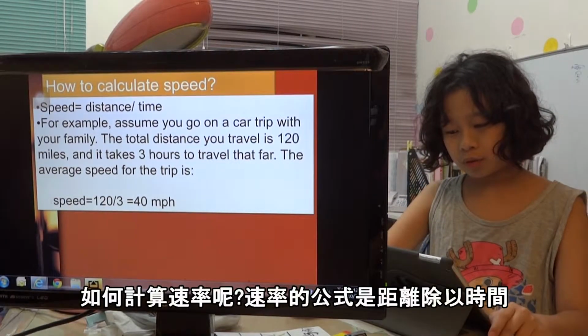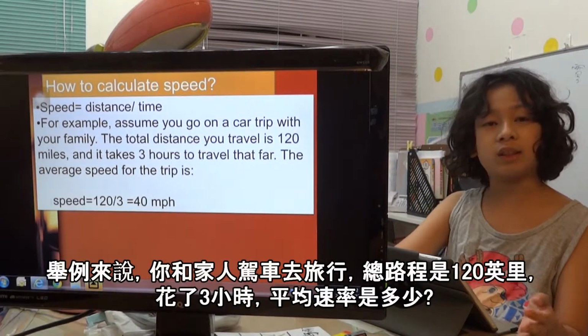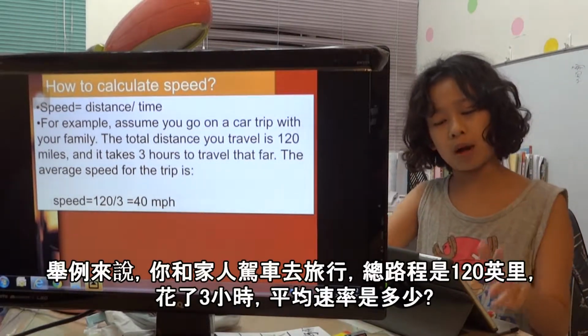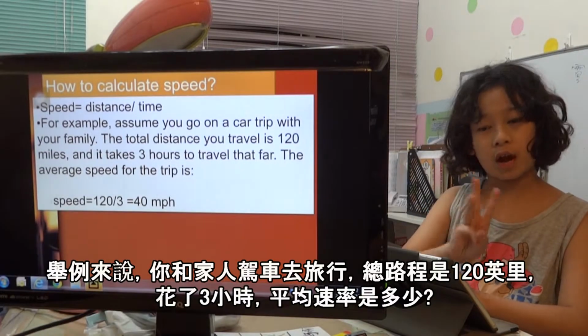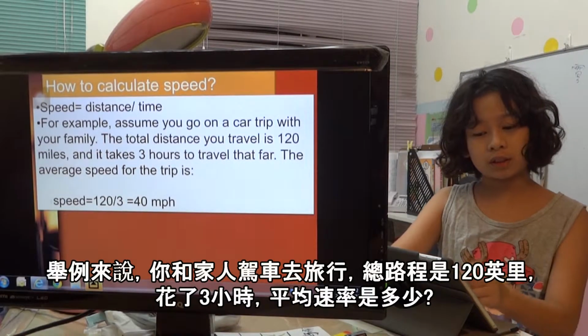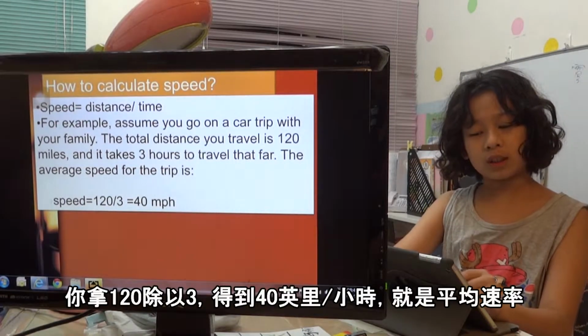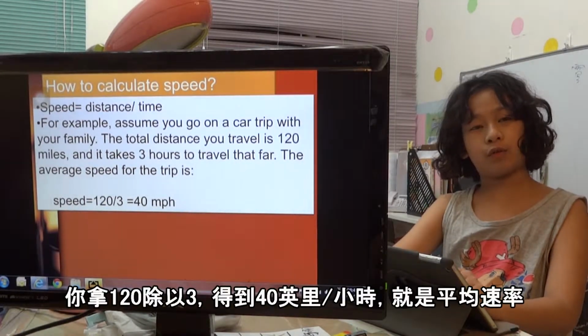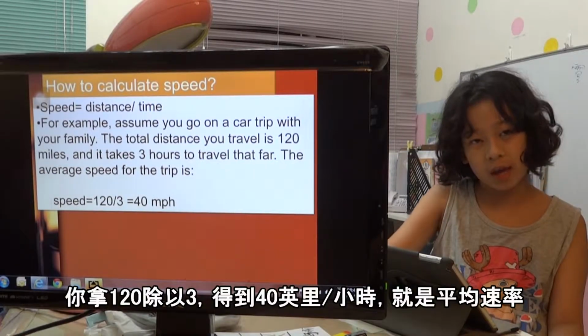Like you go on a car trip with your family and the distance is 120 miles, and it takes 3 hours to drive that far. So what is your average speed? It's just 120 divided by 3, which is equal to 40 miles per hour, or mph.